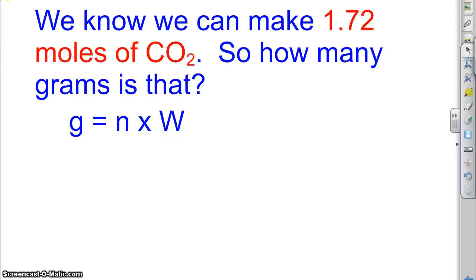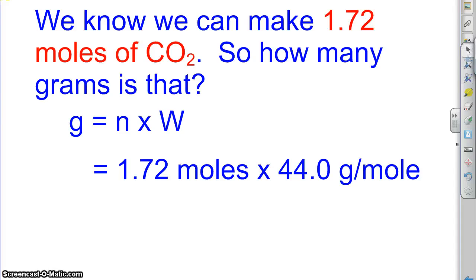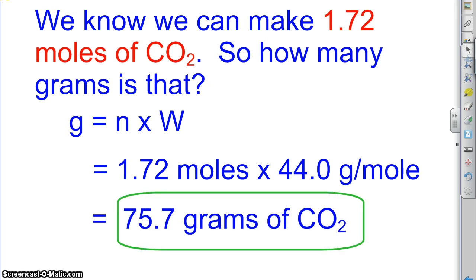So we have N equals 1.72 moles. We're going to take that times W, the molar mass of carbon dioxide is 44. Where did that come from? Well, it came from the formula CO2. Carbon is 12, and there are 2 oxygens, each of which is 16, which gives us 12 plus 32, which is 44 grams per mole. So N times W is 75.7 grams of carbon dioxide, and that is the answer to the question.